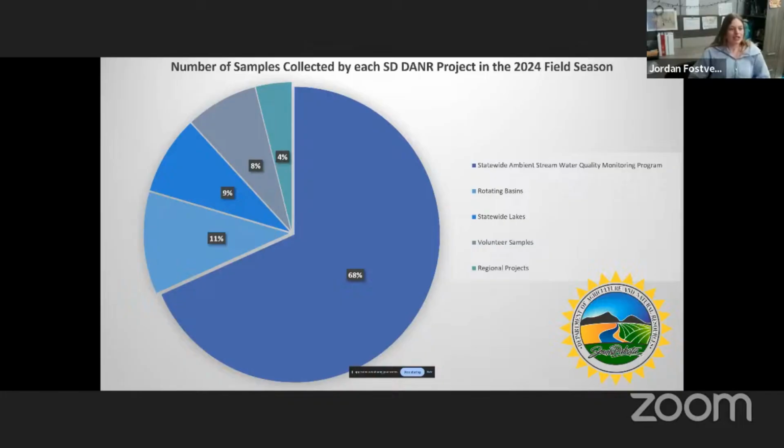have that. Rotating Basins is a project where we focus on a different basin in South Dakota every 2 years. For this next upcoming field season, it's the Western Plains of South Dakota. So that provides 11% of our water quality data. Then we have statewide lakes, which is where we look at 35 lakes each summer. That's 9%. We also have you guys, the volunteers, who collect 8% of our water quality samples, and then small regional projects that contribute about 4% of our water quality samples. So there's a lot going on, and everybody's involved, and it produces a lot of data.